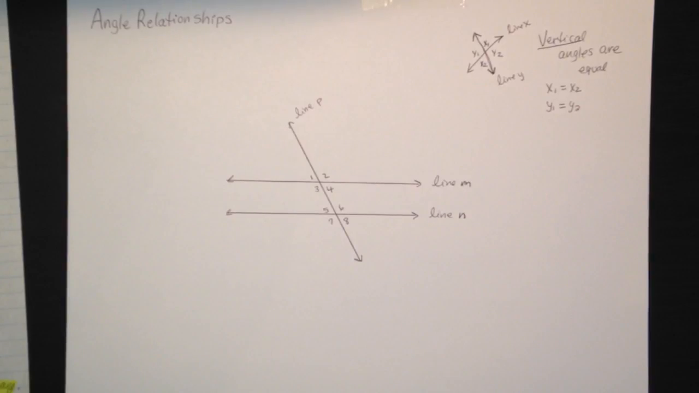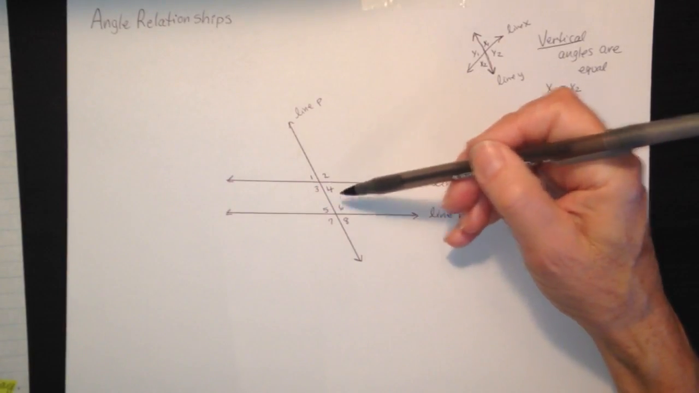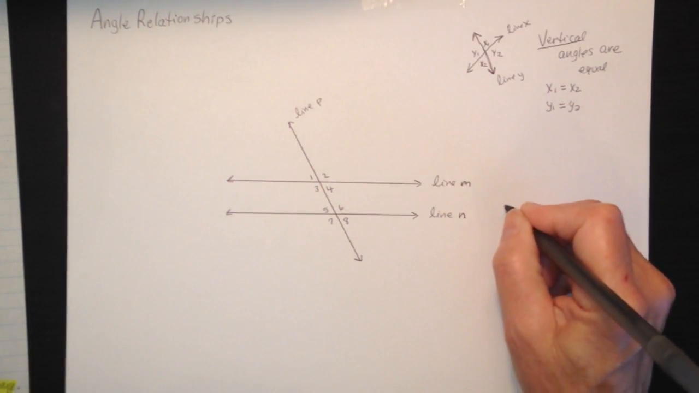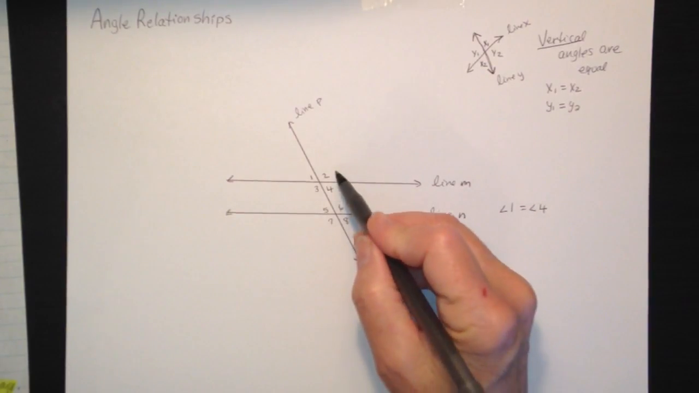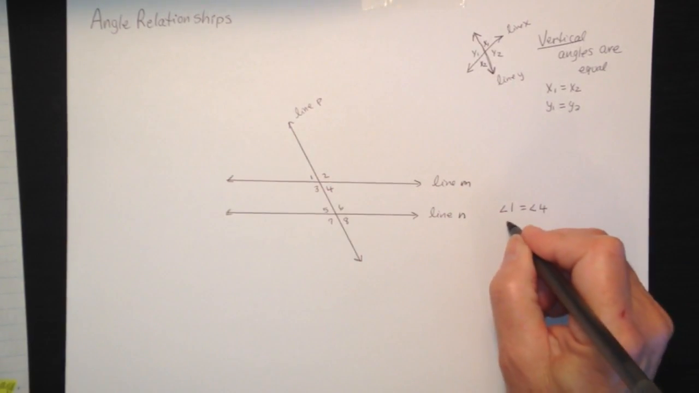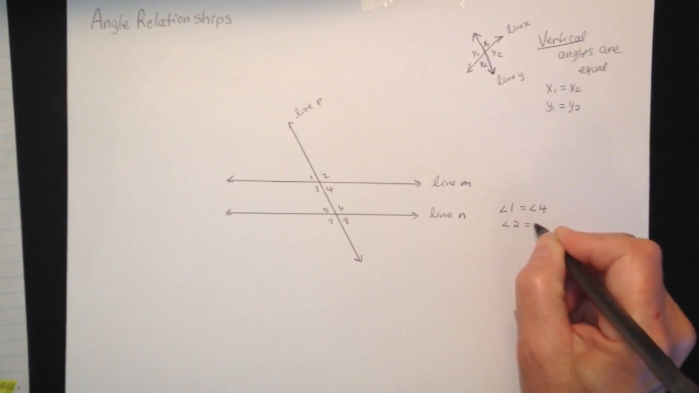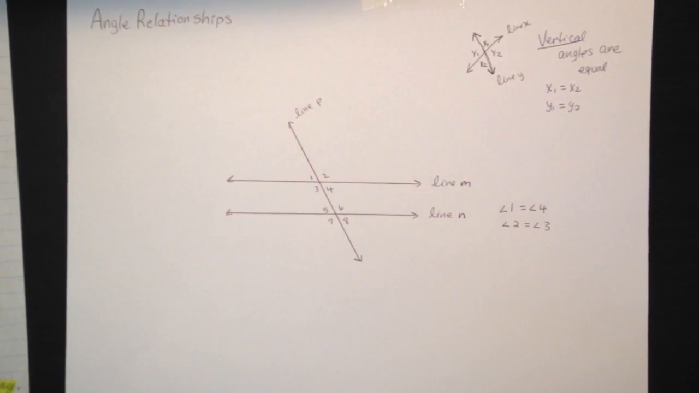We just got through learning about vertical angles, angles that are across from each other. So I'm going to take note of the angles that are across from each other. I see right here, angle 1 and angle 4 are across from each other, so I can say that angle 1 is equal to angle 4. Angle 2 and angle 3 are across from each other, so angle 2 is equal to angle 3.